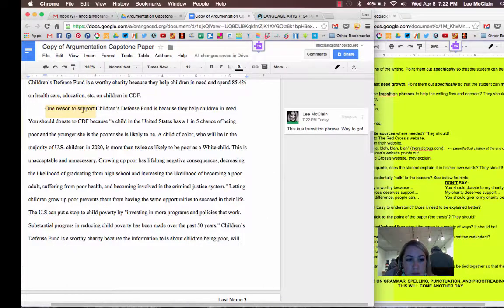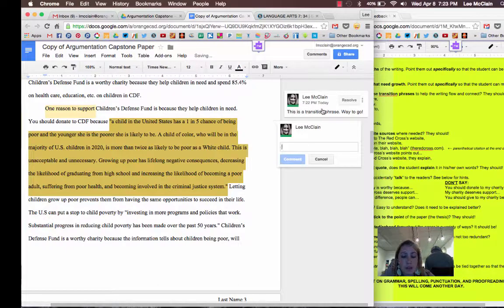Okay? You should donate to CDF because, and here begins a quote, a child in the United States has a 1 in 5 chance of being poor, and it goes on, and the quote ends all the way down here. Boy, this is a long quote, but I'm not seeing the citation. Like, where is this from? So what I would do, I'm going to make a little comment that said, great quote, but don't forget to cite your source.